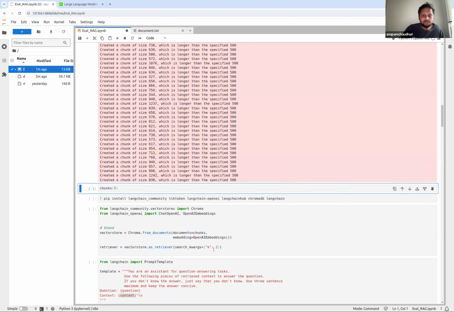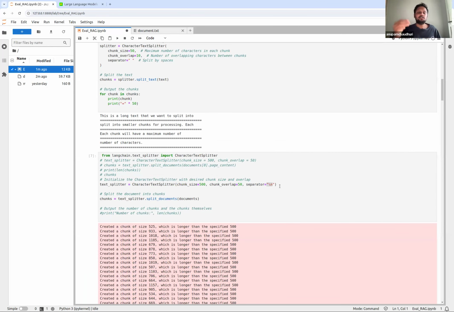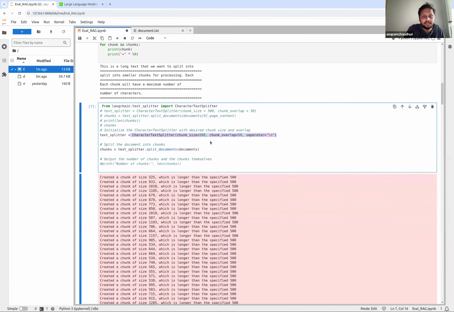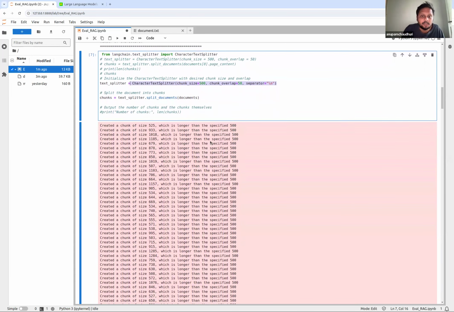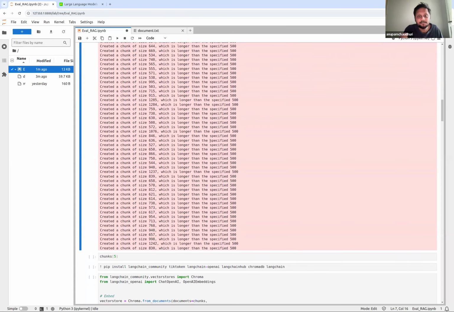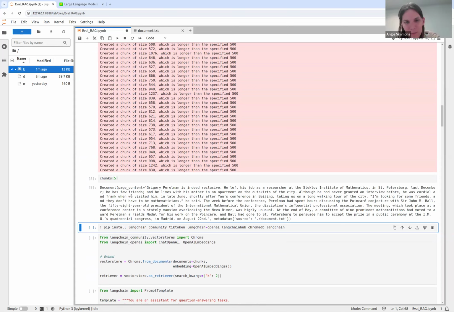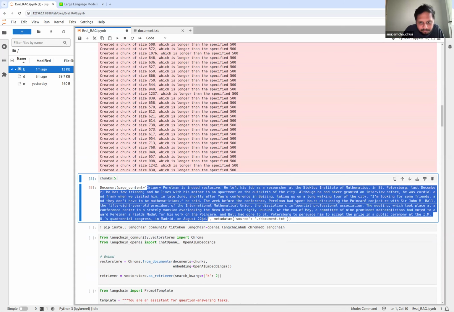Now we do the chunking for the document we extracted from the website. We set the chunk size to be 500 and the overlap to be 50. We also have to say what we are separating on. We are separating on the new line, given by \n. You can see in the red bit it created a chunk of size 525. So these chunks are created, and you can see one example of a chunk. It is kind of like a passage.